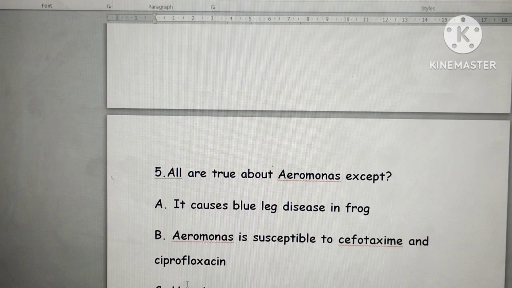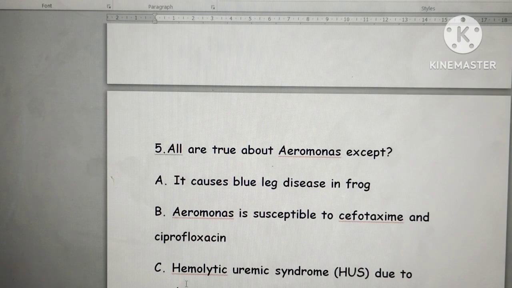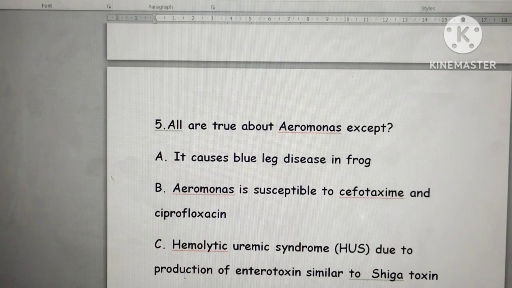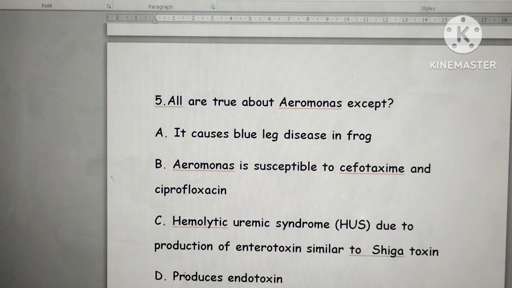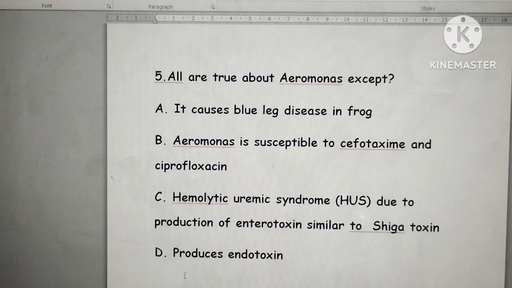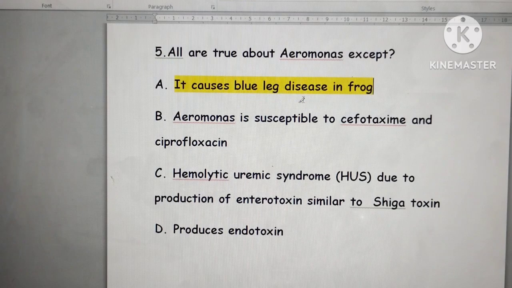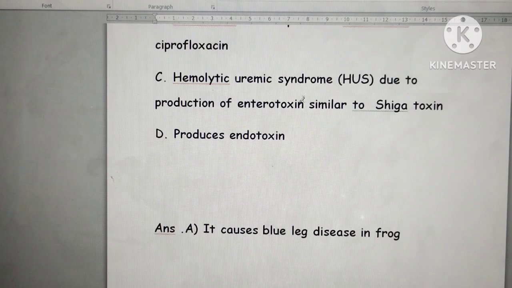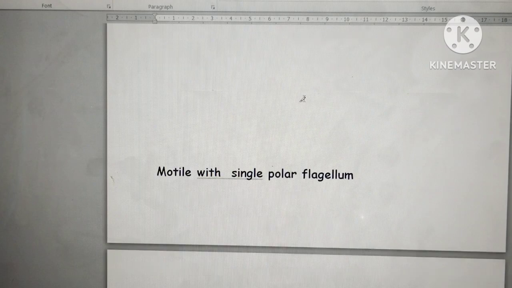Next question: all are true about Aeromonas except: it causes blue leg disease in frogs; Aeromonas is susceptible to cefotaxime and ciprofloxacin; hemolytic uremic syndrome is caused due to production of an enterotoxin similar to Shiga toxin; and it produces an endotoxin. The answer here is that it causes blue leg disease in the frog. It usually causes red leg disease.